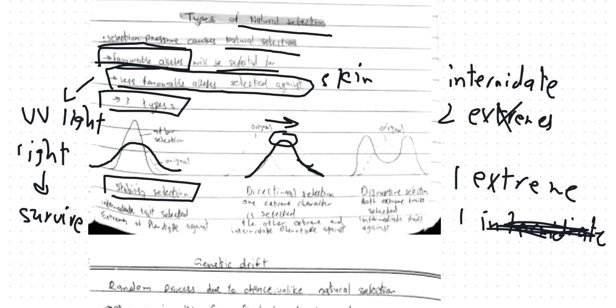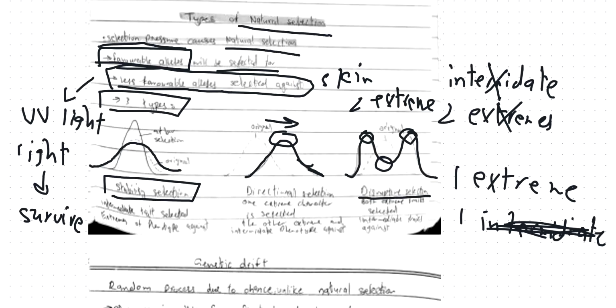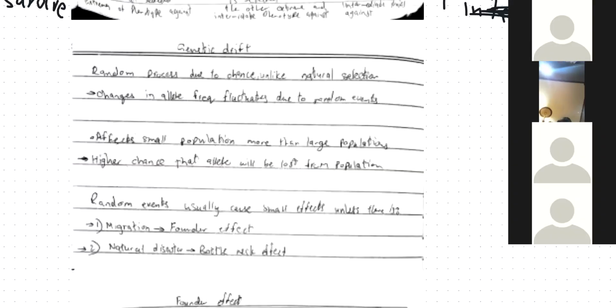And the third type of natural selection is disruptive selection. In this type of selection, you'll have the two extremes that are selected and the intermediate is not selected. So in disruptive selection, you'll have the two extremes selected, but the intermediate would not be selected. So the curve looks something like this. All right. And yeah, so moving on with genetic drift.